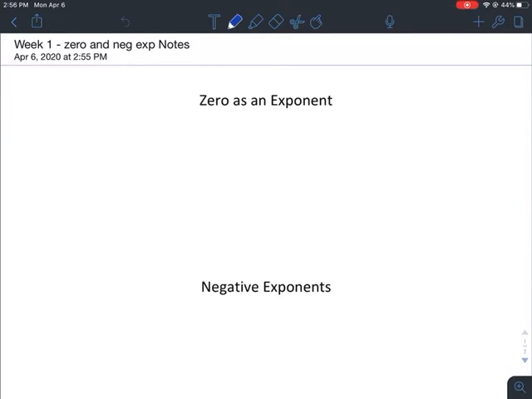The nice thing about this is that zero as an exponent is actually pretty simple. It's just a basic rule that you can always follow. It doesn't really matter what you have. It could be a variable, it could be a number, but anything that you have to the zero power is going to equal 1.